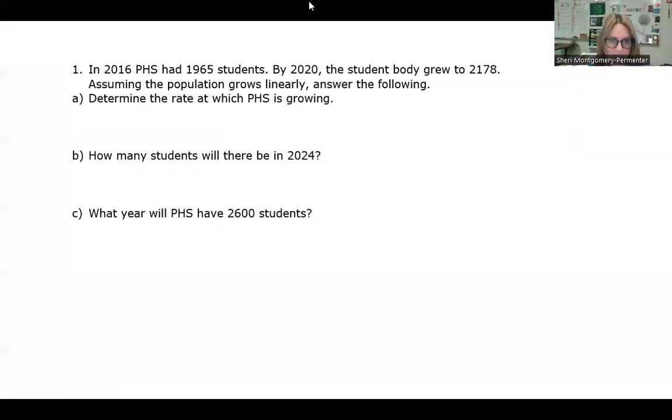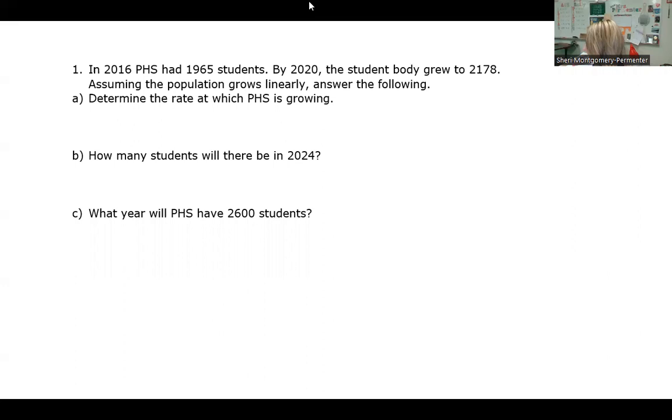All right, the first question, and this worksheet is all on population growth. We've never really done anything like it, so it's a little different. It says that in 2016, PHS had 1965 students. By 2020, the student body grew to 2178. Assuming the population grows linearly, answer the following.